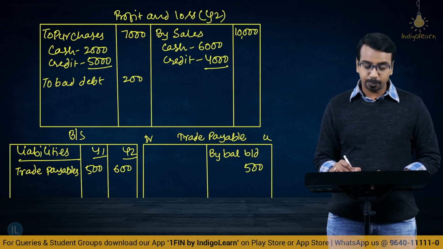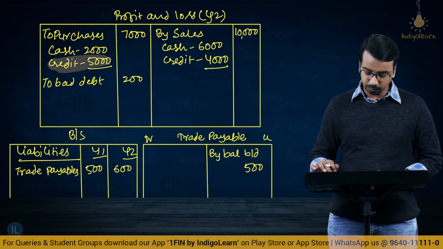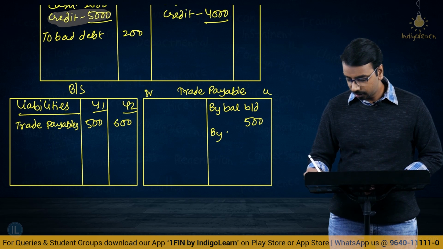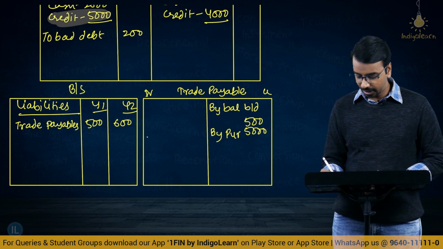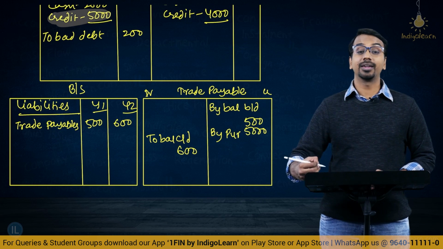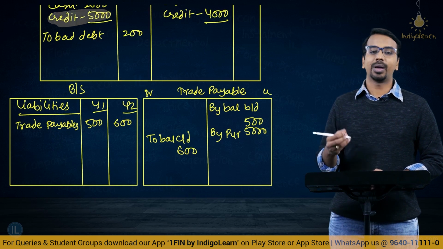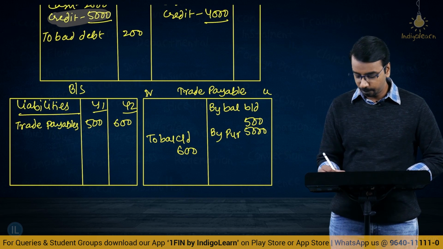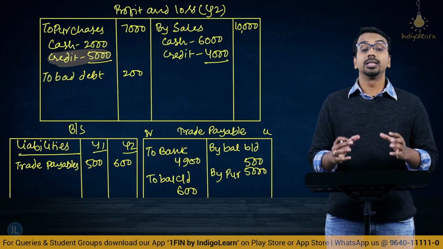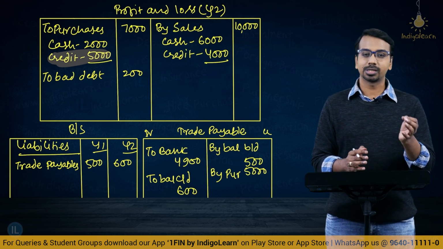Then we have considered purchases on credit to be 5,000. So on the credit side you will say by purchases 5,000. What is the closing balance? To balance carried down, it's given as 600. So 5,000 plus 500, 5,500 minus the balance carried down of 600, you get to bank, which is nothing but when you make the payment, 4,900. So this is how you can compute what is the cash paid to suppliers.